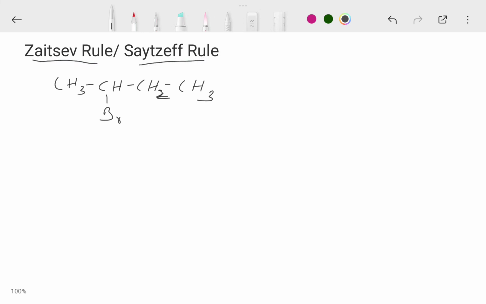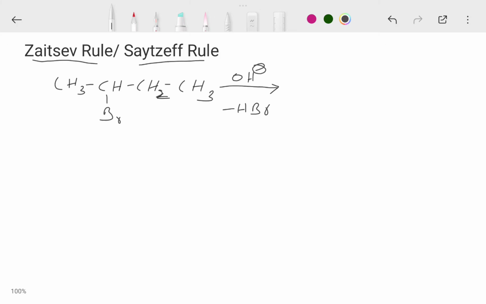Zaitsev rule. According to Zaitsev rule, in elimination where two or more elimination products are possible, the product with the most substituted double bond predominates. For example, I am taking 2-bromobutane in the presence of base. Here, elimination of HBr takes place.